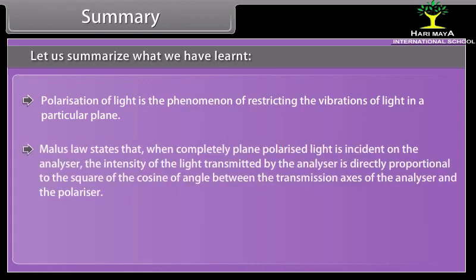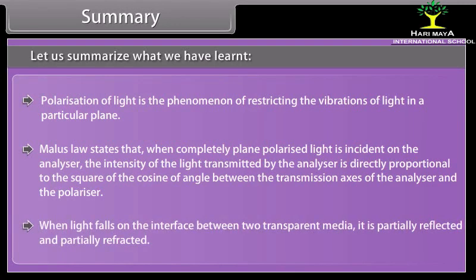Malus's Law states that when completely plane polarized light is incident on the analyzer, the intensity of the light transmitted by the analyzer is directly proportional to the square of the cosine of the angle between the transmission axes of the analyzer and the polarizer. When light falls on the interface between two transparent media, it is partially reflected and partially refracted.